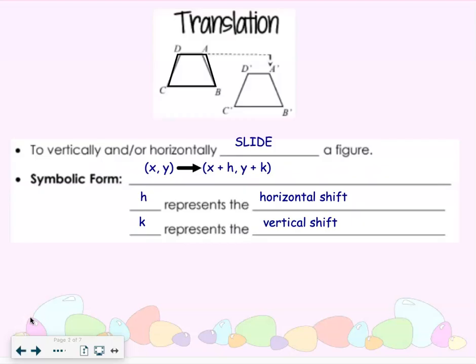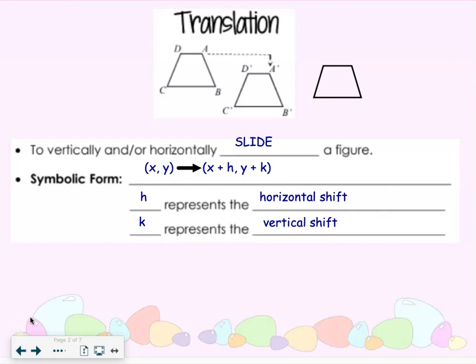Let's get rolling. So all a translation is, if you were to pick up an object and slide it around like this. Up, down, left, right, and then flop it down. You don't change its orientation at all, you're just sliding it around on the coordinate plane.